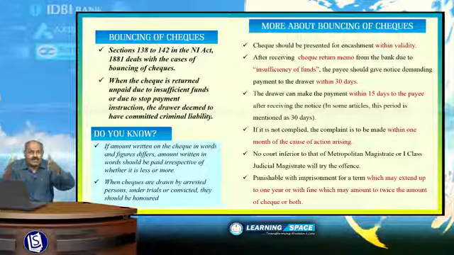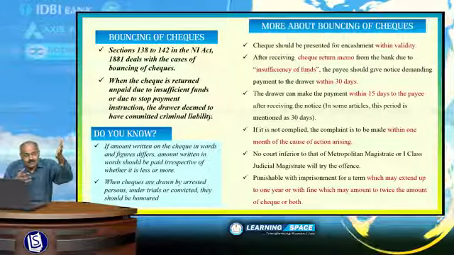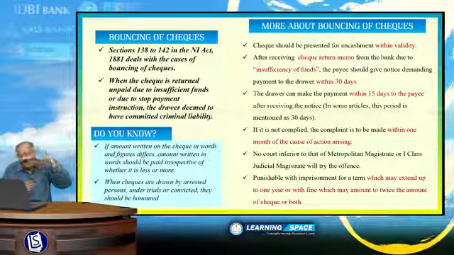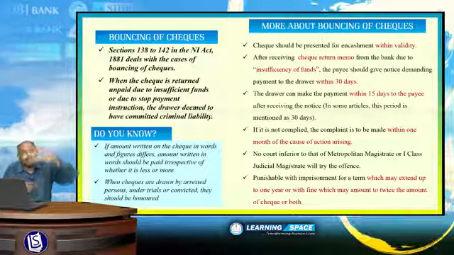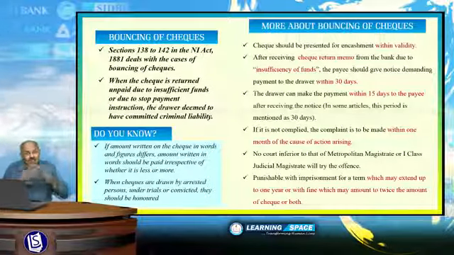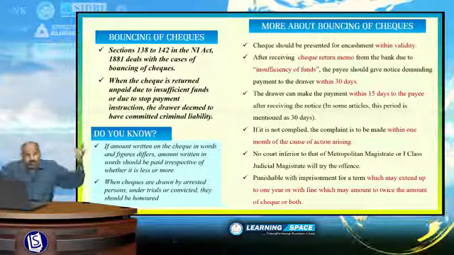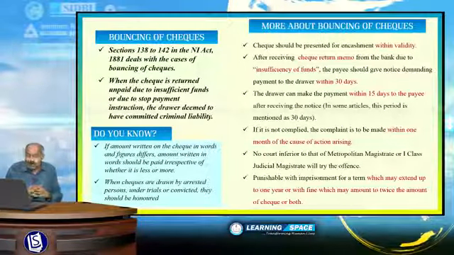So, these are the rules under the Negotiable Instruments Act 1881, and subsequently the court can impose imprisonment up to 1 year, a penalty up to twice the amount, or both. This is as per the Negotiable Instruments Act.